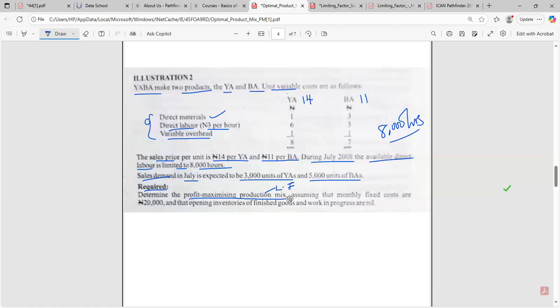So I usually have this kind of heading too. Profit maximizing production mix, assuming that monthly fixed costs are 20,000 naira and that opening inventories of finished goods and work in progress are nil. So why are they giving us fixed costs in this question? Because normally we don't need fixed costs to solve a limiting factor problem. We only need fixed costs if we want to solve a profit and loss account. That's why they included it here. So you're not just getting the production mix, but you're going to prepare a profit and loss account for it.